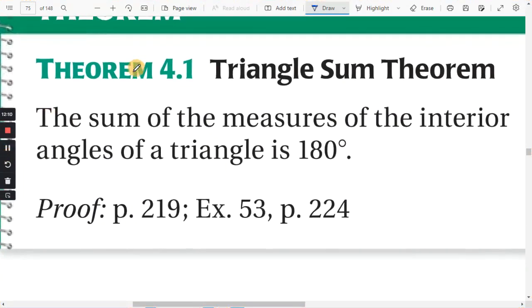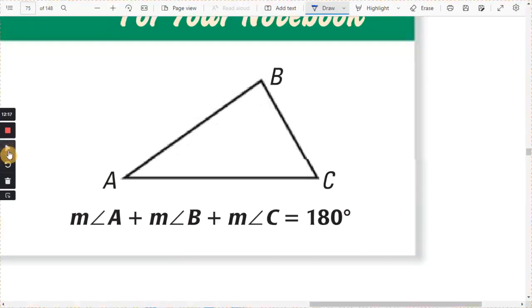Theorem 4.1: the sum of the measures of the interior angles of a triangle is 180 degrees. All right, so these three angles here, we have angle A, angle B, and angle C. Those are all interior angles, and if you added all three of these angles, they just add to 180 degrees. Remember the M stands for measure of. So this is measure of A, measure of B, and measure of C.